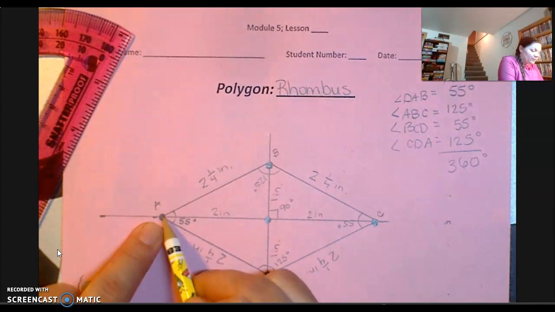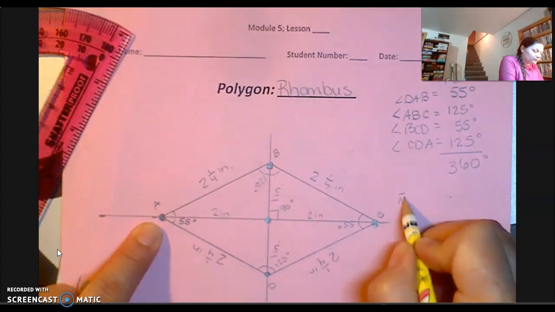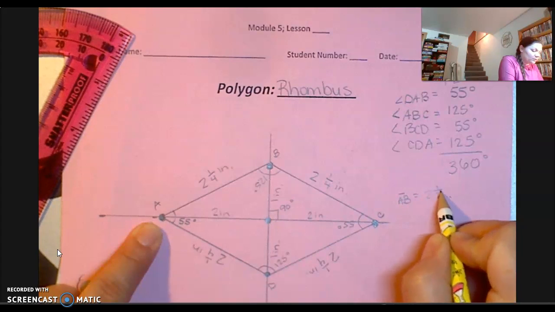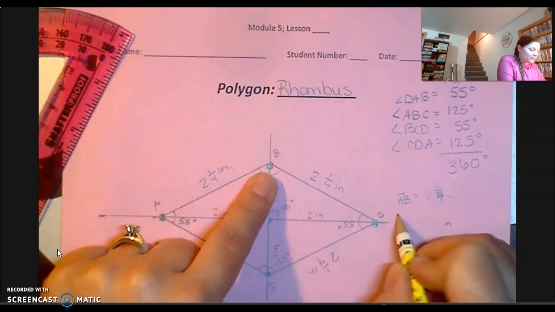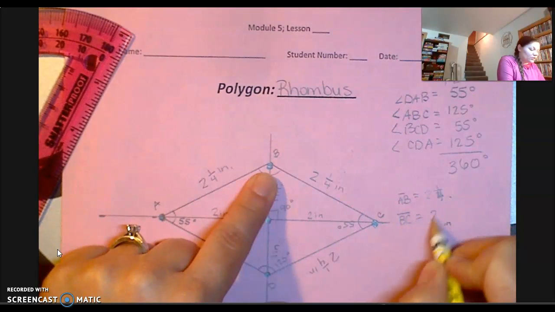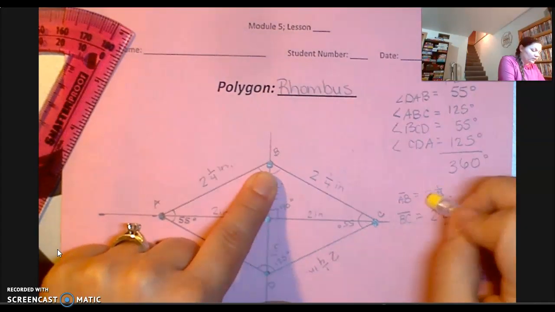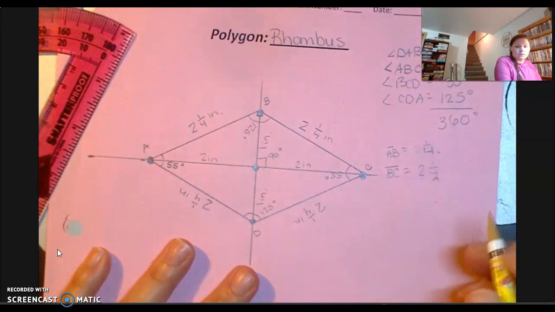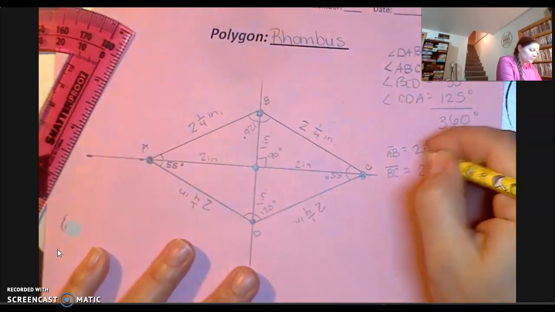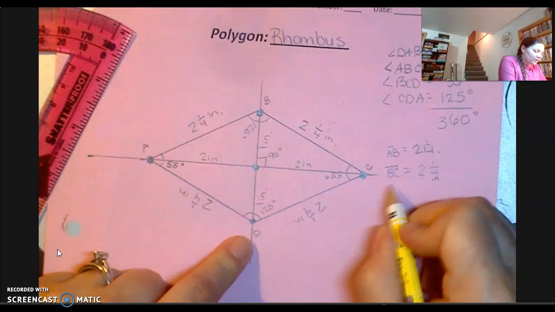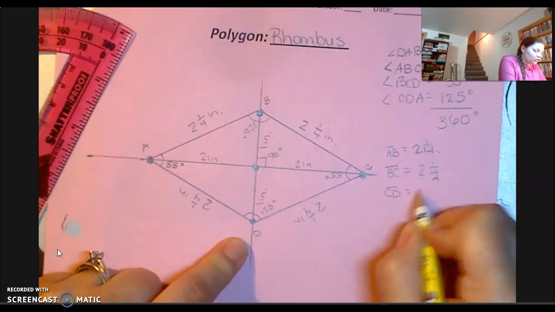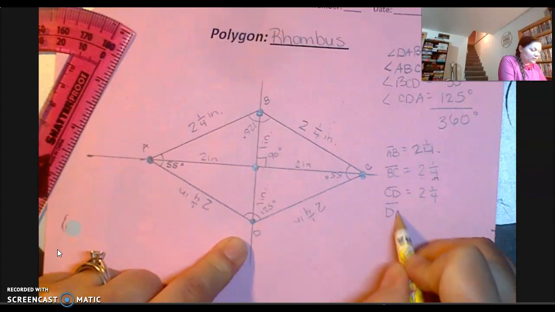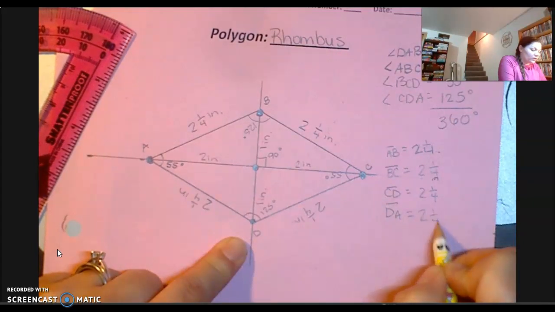We have segment AB, and it is 2 1/4 inches. Whoops. Segment BC is 2 1/4 inches. Let me fix my 4. Segment CD is equal to 2 1/4 inches, and segment DA is equal to 2 1/4 inches.